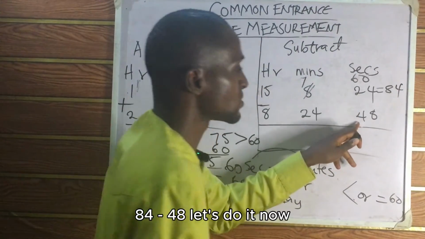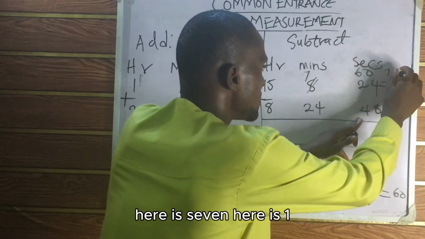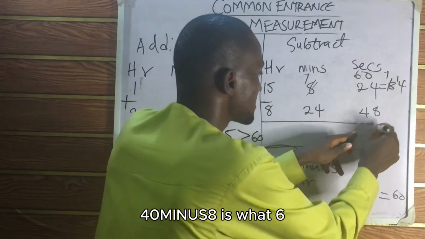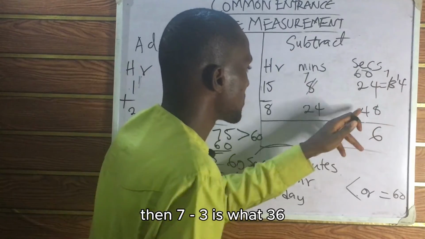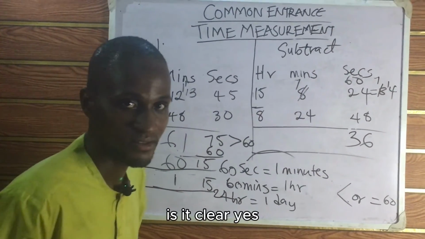84 minus 48. Let's do it. Now, here is 7. Here is 1. 14 minus 8 is what? 6. Then 7 minus 3 is what? 36. Is it clear? Yes.